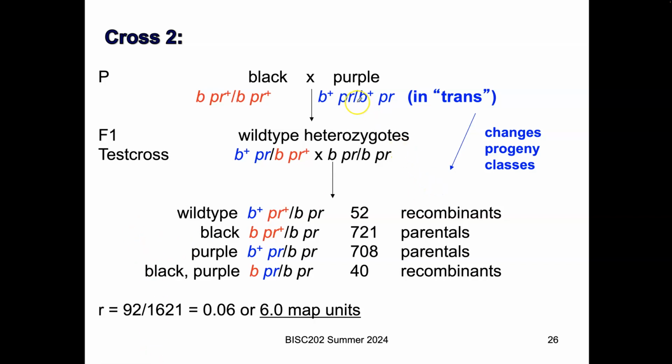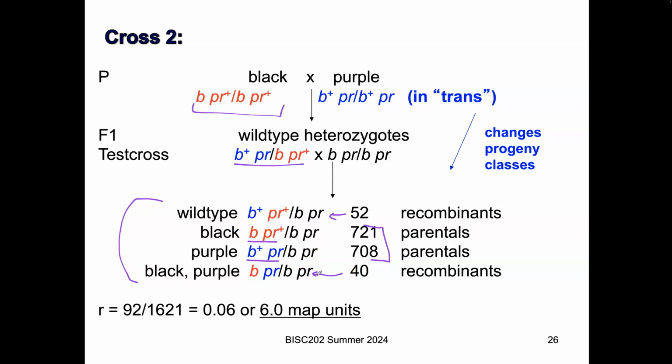Now we do black and purple. This time we have a trans heterozygote that's produced. Black parent, mutant for black, but wild type for purple. And then the purple parent, purple eyes, but wild type body. And then when we look at the progeny classes, the parental ones being mutant for black, but wild type for purple, or wild type for black but mutant for purple are the larger categories. Those are our parentals. And there are not very many recombinants, only 52 that are wild type for both and only 40 that are mutant for both.